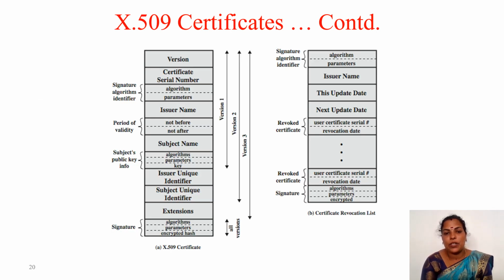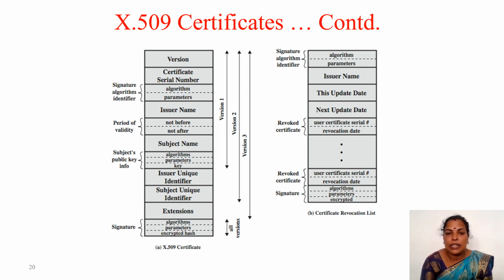Here you see what an X.509 certificate looks like, and the certificate revocation list. Whatever we saw in the previous slide is given here: version, certificate serial number, algorithm, parameters. Version 1 contains these fields, version 2 contains up to the subject unique identifier, and version 3 contains up to the extensions. Finally, the signature is included in all the versions 1, 2 and 3.